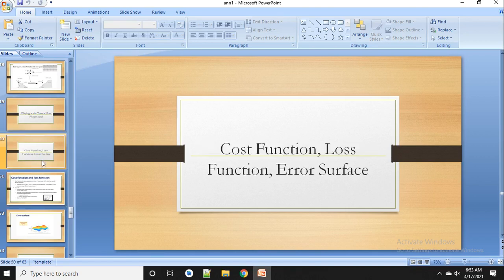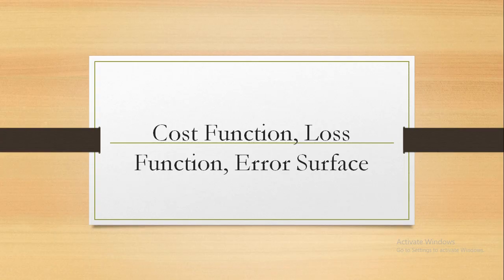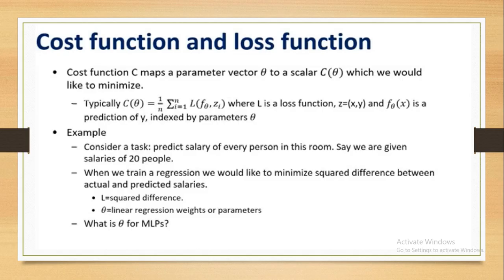Now, in this session, I want to discuss cost function, loss function, and error surface. What is a cost function, what is a loss function, and what is an error surface? So this is the theory. Cost function C maps a parameter vector theta to a scalar C of theta, which we would like to minimize. That is the cost function.